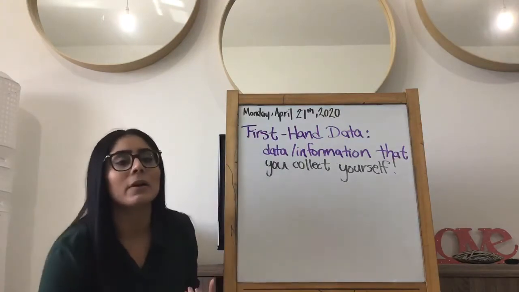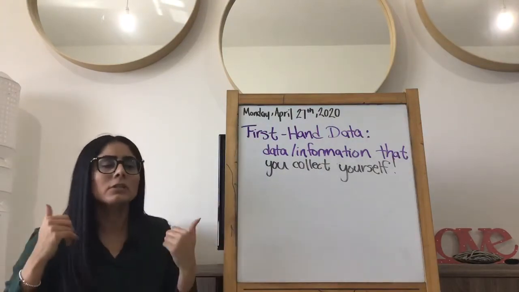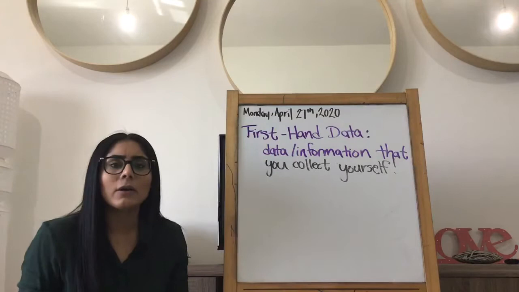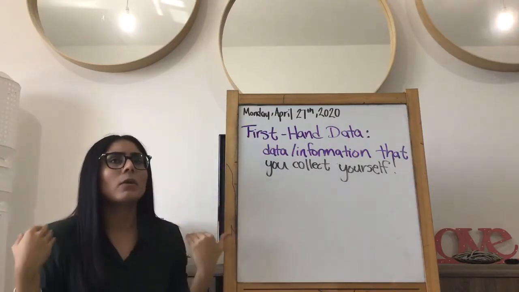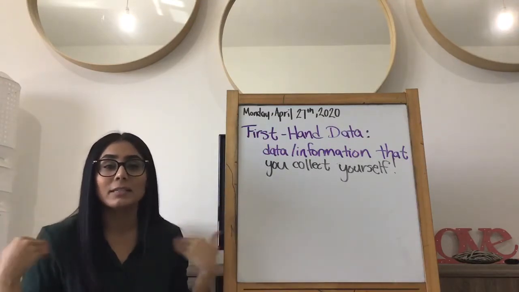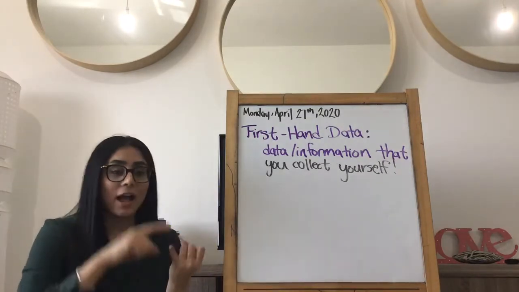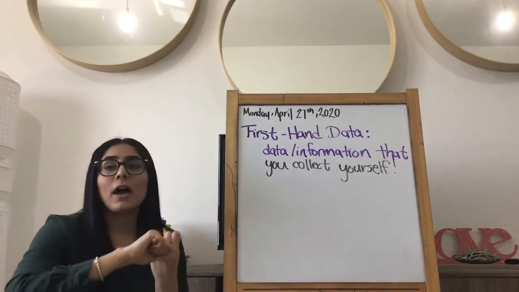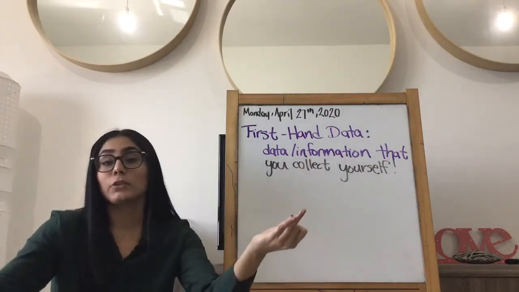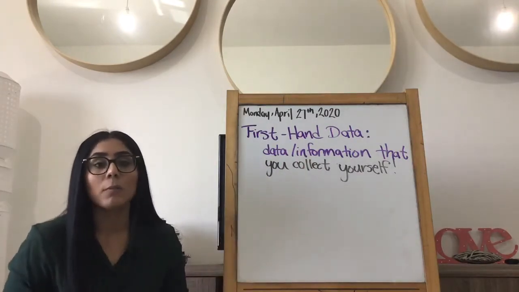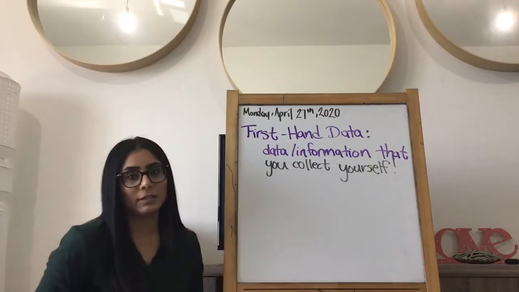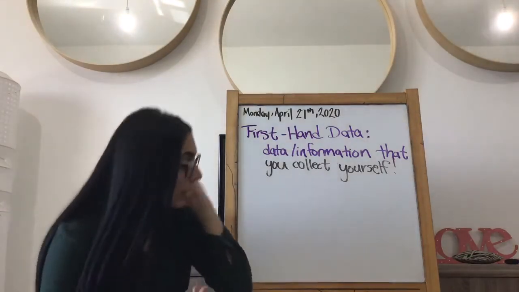And a good way to think about it is just think first. I come first. I don't need anyone else right now, right? First is me, so I'm first. That means I've collected the data. First-hand data means I've done it myself. That means I've asked the question, I've surveyed some students or people in my home, I've collected the data and I've written it down, right? That's first-hand data. So now let me create one.